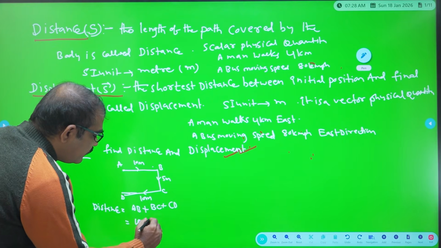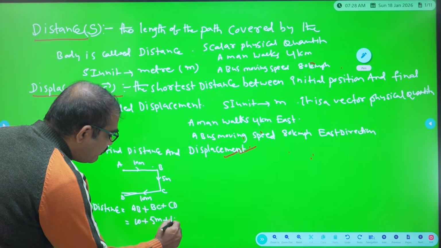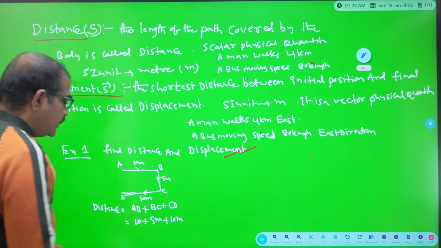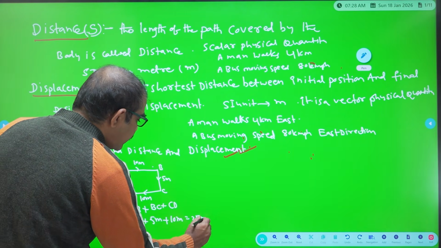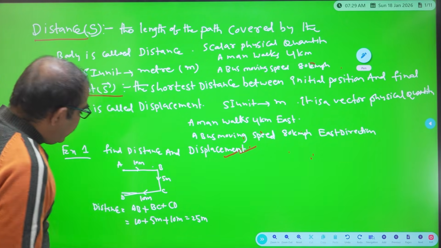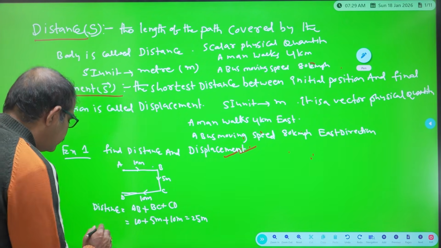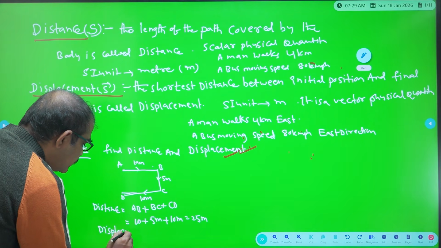BC length is 5 meter. CD length is 10 meter. So total length is 25 meter. 25 meter is the distance. Now, what is the meaning of displacement?